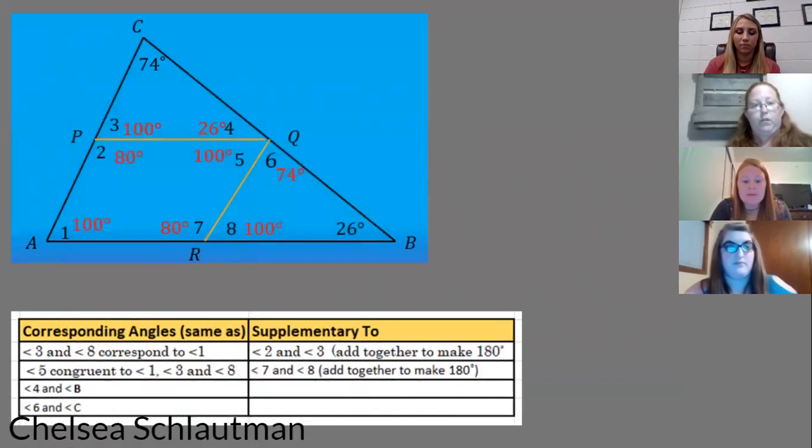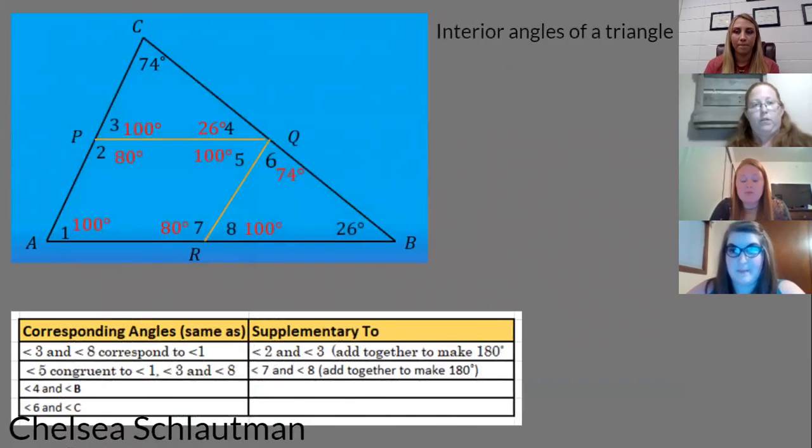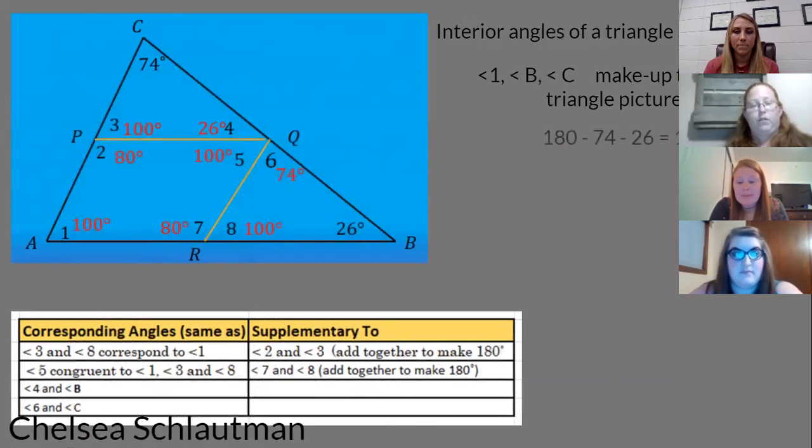Then it says if they correspond, which means they're parallel to one another, to any other angles. It says if an angle corresponds to another angle, it basically means it's the same as. So they have to be the same measure. So if you look here, we have angle 1, angle B, and angle C make up the larger triangle, which again, like I said before, equals 180.